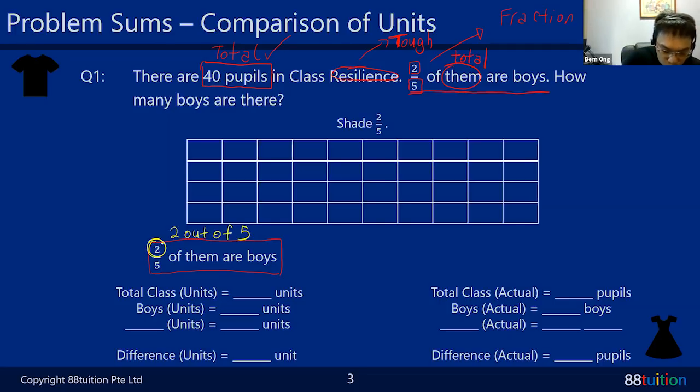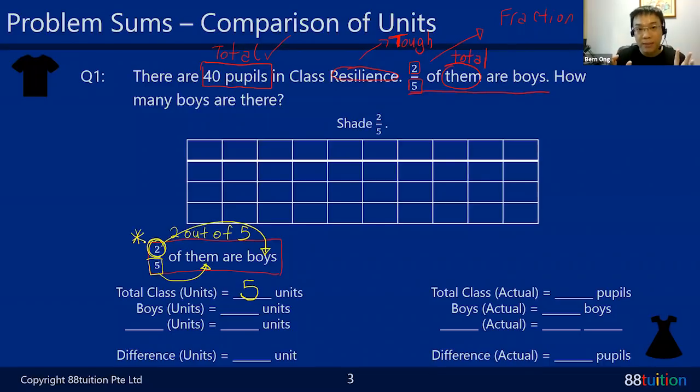That means that this 2 represents your boys. And this 5 is represented by your "them", which is like your total. So you're looking at the total as one whole group. In terms of units, we know that the entire class consists of 5 units of people, from this fraction. I'm just focusing on this statement here: 2/5 of them are boys.